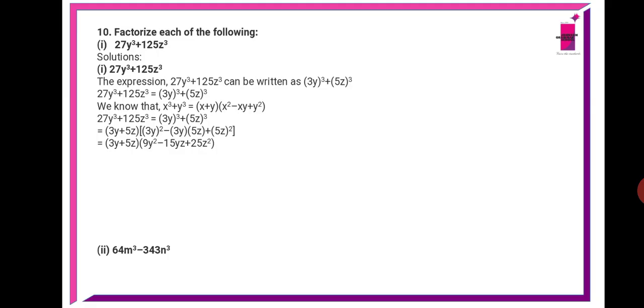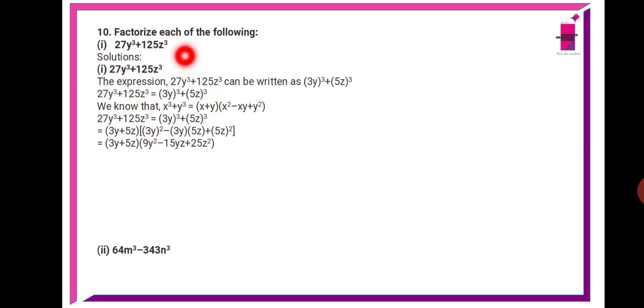Now factorize each of the following. So 27y cube plus 125z cube. Just now we got an identity that x cube plus y cube equals x plus y into x square minus xy plus y square. So based on that, we are going to write the terms as x cube plus y cube, that is 3y whole cube plus 5z whole cube.